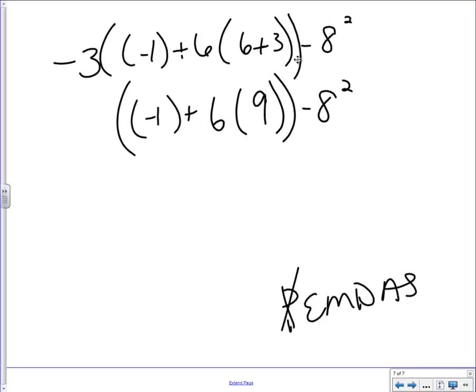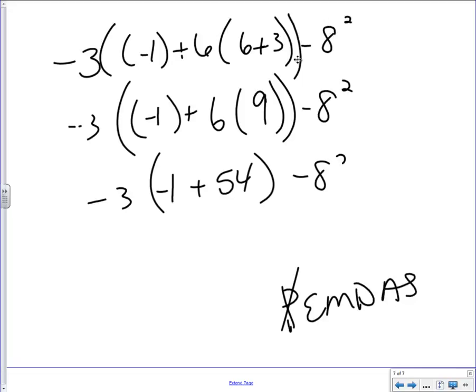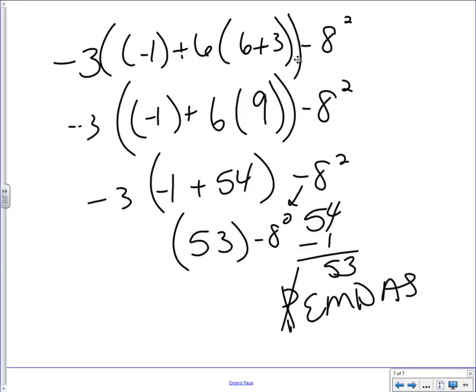So I have a multiplication of 6 times 9, which is going to be 54. Bring down everything I haven't used. This is an addition problem inside the parentheses, and I have a negative and a positive. Signs are different, so I'm going to subtract and take the sign of the bigger number, which is going to be a positive 53. Bringing down everything that I haven't used yet.